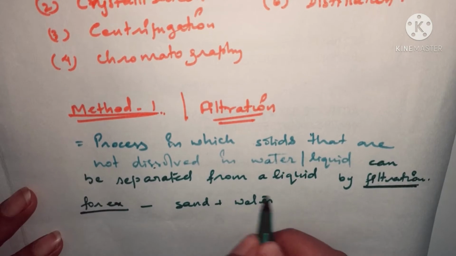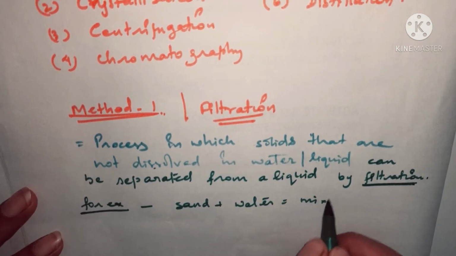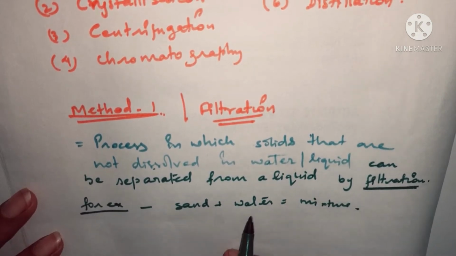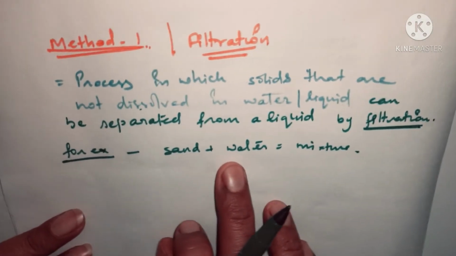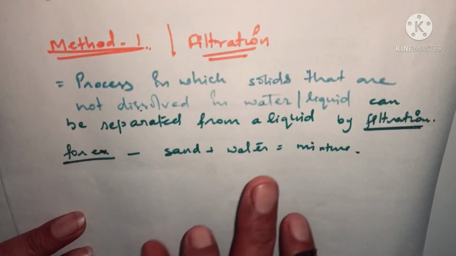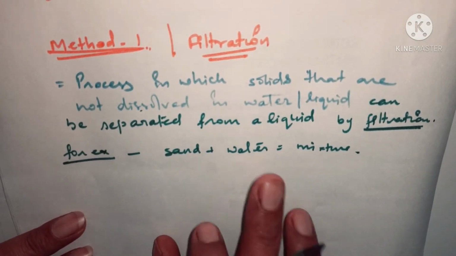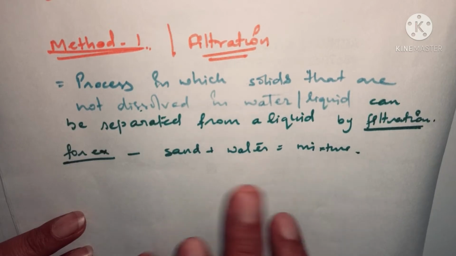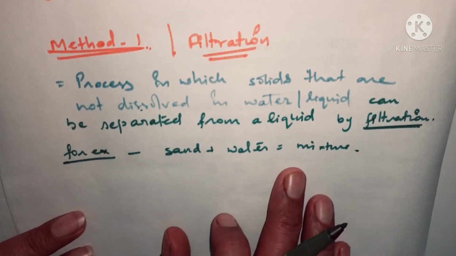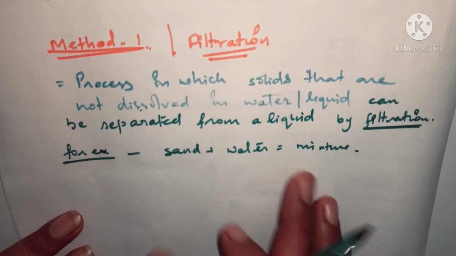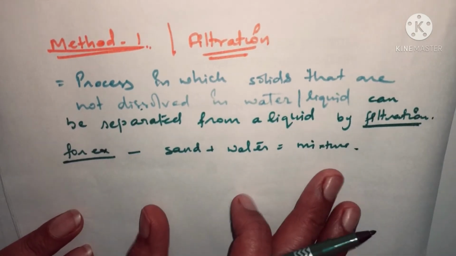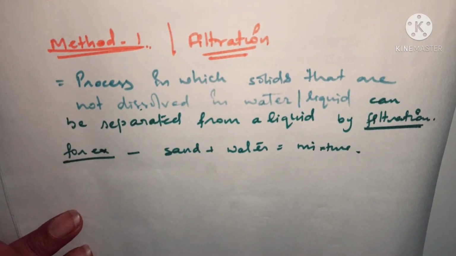This is a mixture. Sand and water will give you a mixture. Here we can easily separate sand particles from the mixture of water. Why? Because sand is not soluble in water, and when you filter it through a filter paper, the sand is going to stay at the bottom on the filter paper, and the water will go out of the funnel.